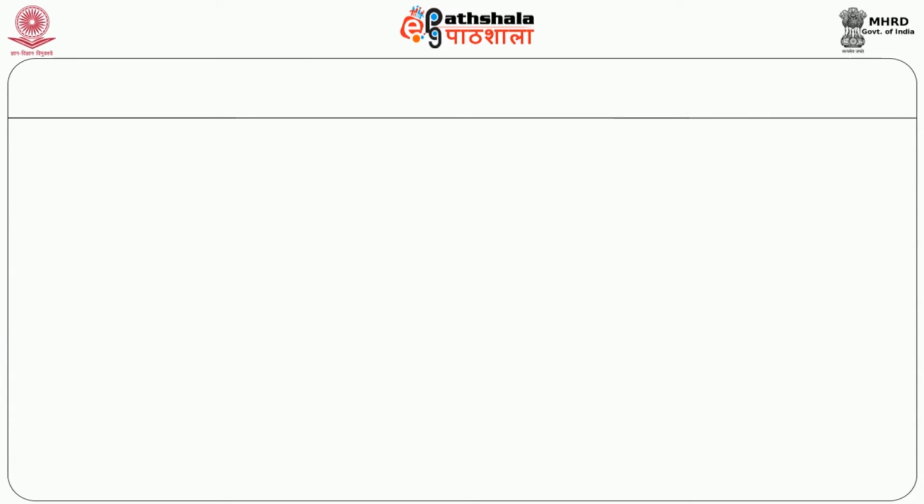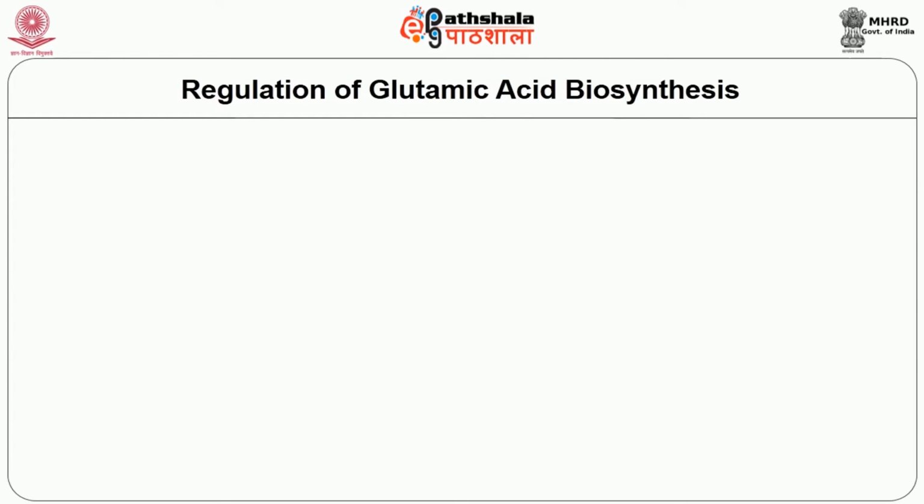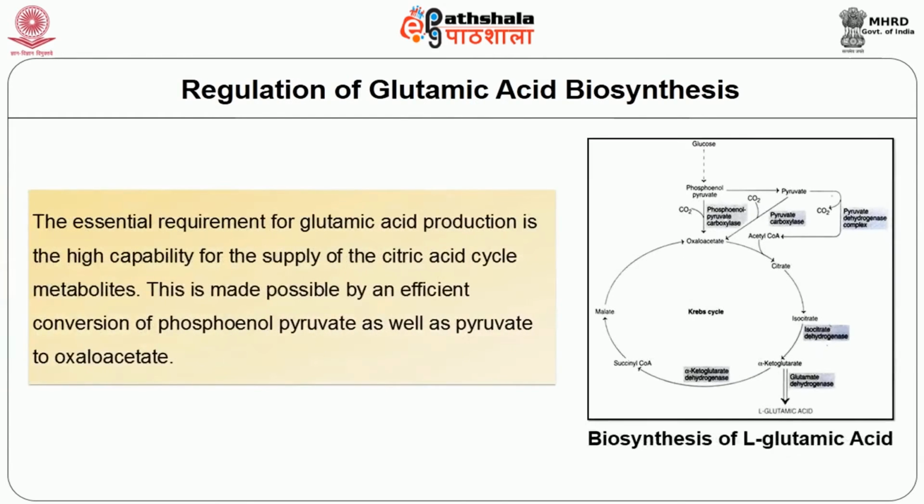Let us see the regulation of glutamic acid biosynthesis. The essential requirement for glutamic acid production is the high capability for the supply of the citric acid cycle metabolites. This is made possible by an efficient conversion of phosphoenol pyruvate as well as pyruvate to oxaloacetate. Thus, there are two enzymes, phosphoenol pyruvate carboxylase and pyruvate carboxylase, to efficiently produce oxaloacetate, while there is only one enzyme, pyruvate dehydrogenase, for the formation of acetyl-CoA.